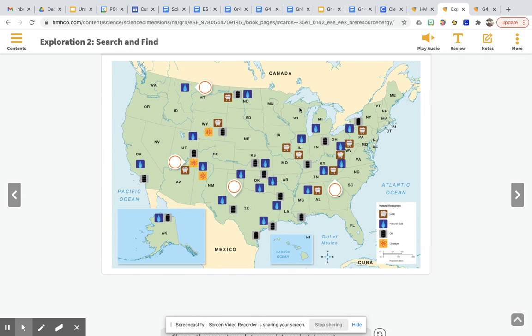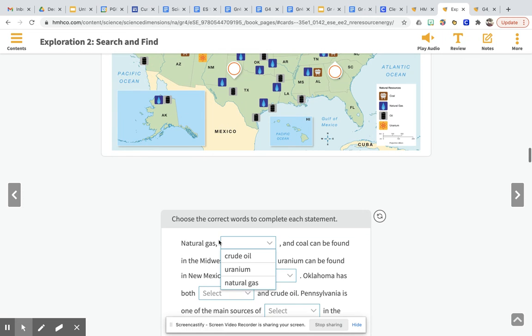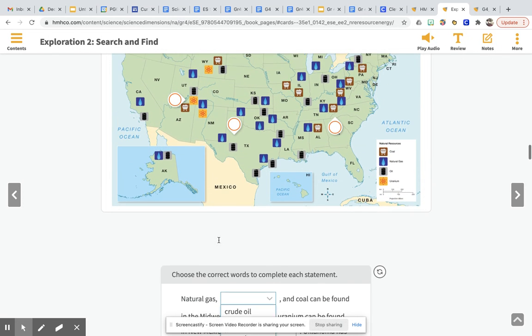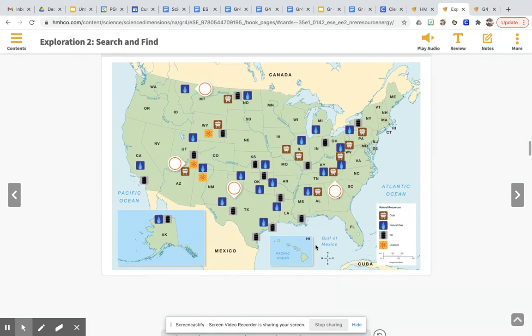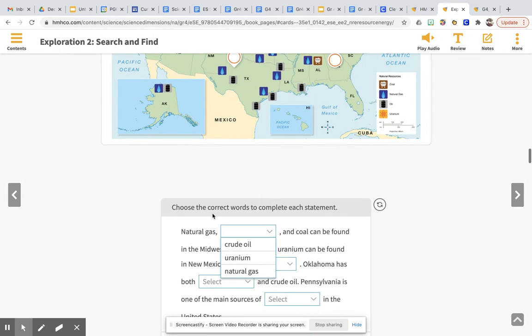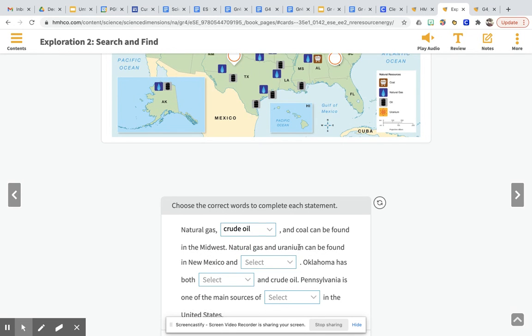And so we are talking about natural gas. Natural gas is the one that looks like what I told you is not a water droplet. Talking about the Midwest, natural gas, crude oil, and uranium. Which of these can be found in the Midwest? Our crude oil is our drums, and our uranium is our yellow spot, which is mostly found in the West. Did you figure it out? All right, we're going to go with crude oil.